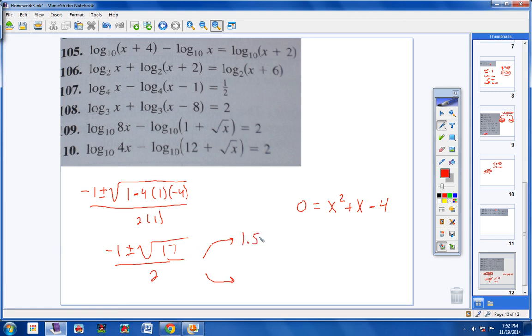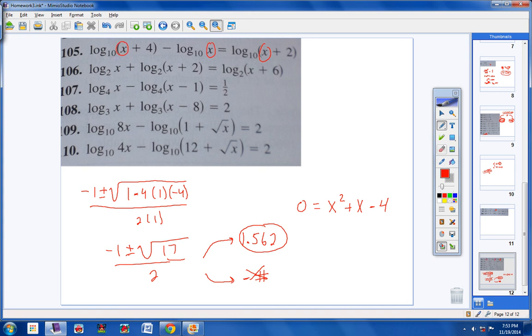1.562. And the other answer is negative, I believe. Yes, it gives you a negative number. I'm not going to worry about that. So it doesn't work because you can't put a negative number in for x right here. It would make your argument negative. So this answer here does work. It works here, here, and here. So that is the answer.